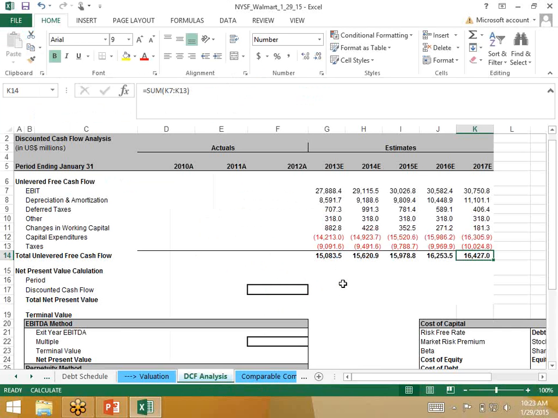Now we're going to discount each cash flow based on some discount rate. Typically, the discount rate we're going to use is the weighted average cost of capital, but we'll discuss that next week. For now, let's just use 10% random. An average discount rate, WACC, is 9 to 11%.